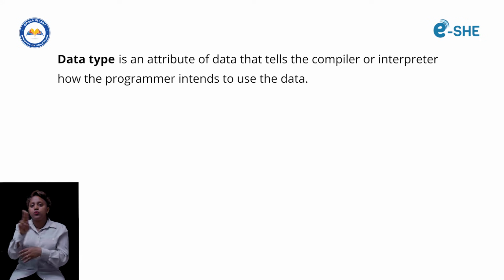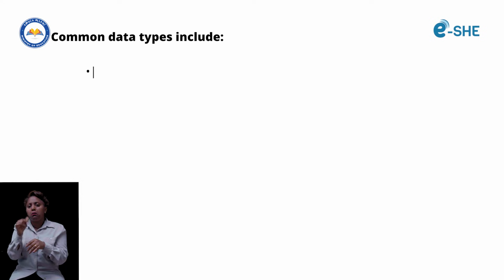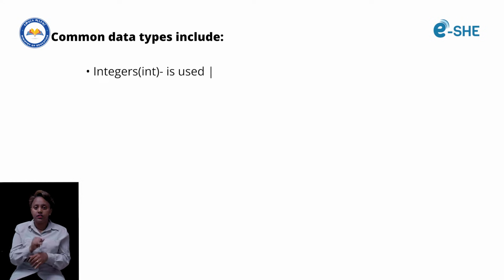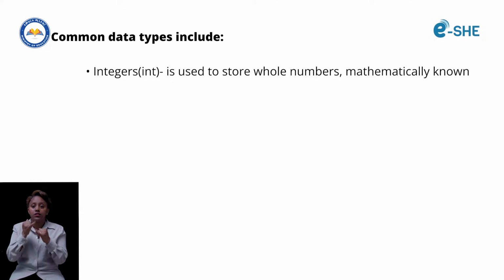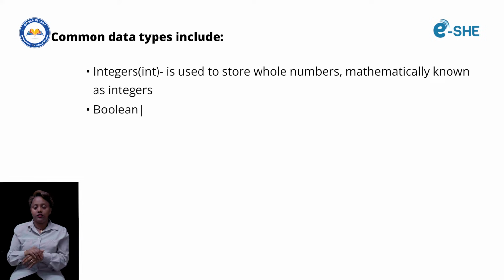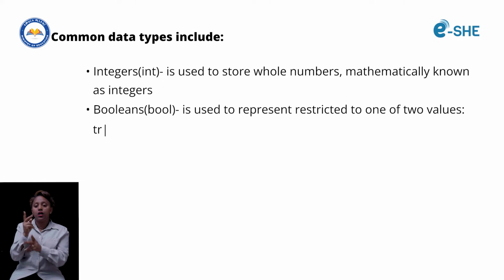When I start to define the common data types, this may include integers, which is defined using int. This integer is used to store whole numbers, which are mathematically known as integers. The second one is a boolean, which is defined using bool. This boolean is restricted to one of two values, which can be a true value or a false value. So only one can be used at a time.